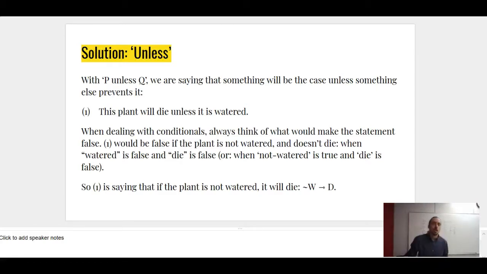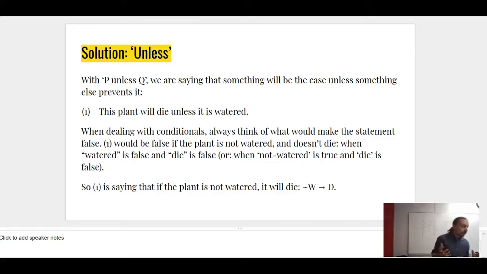Plant will die unless watered. P unless Q. What we're saying with the unless is that something will be the case unless something else prevents it. This plant will die unless it's watered. The plant will die occurs unless something prevents it. So basically what I'm saying is that the plant will die is the consequence of something. What is it the consequence of? It's the consequence of it not being watered.